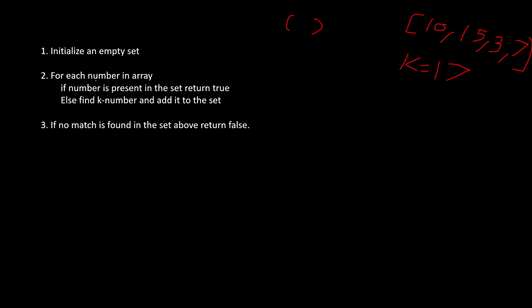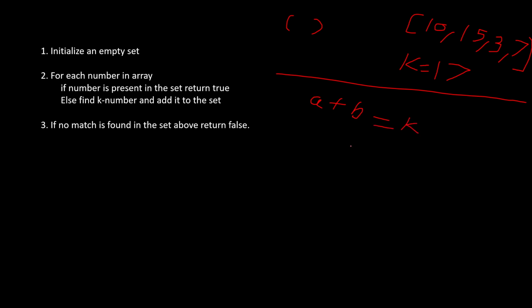Then for each number in the array, we go to each number one by one, and we check if the number is present in this set. If it's there, we return true. Else we find k minus number and add that to the set. So basically we are trying to find the addition of two numbers, a plus b equals k.